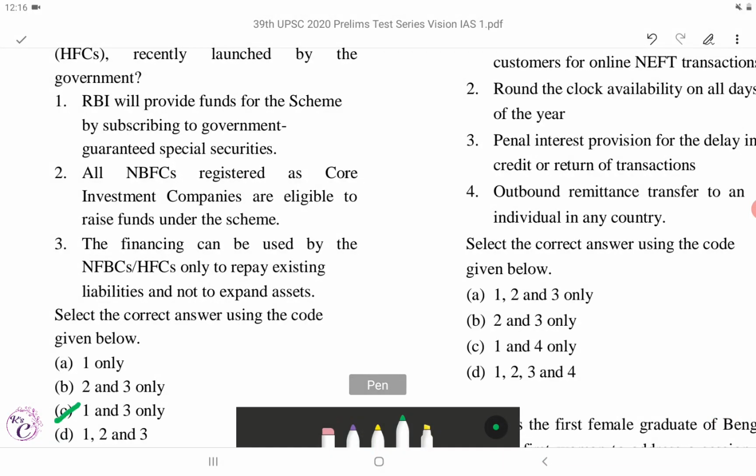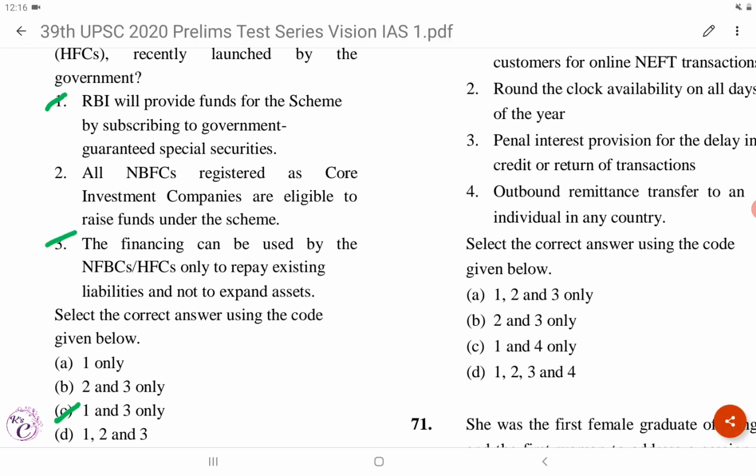That is 1 and 3 only. So statements 1 and 3 are correct.